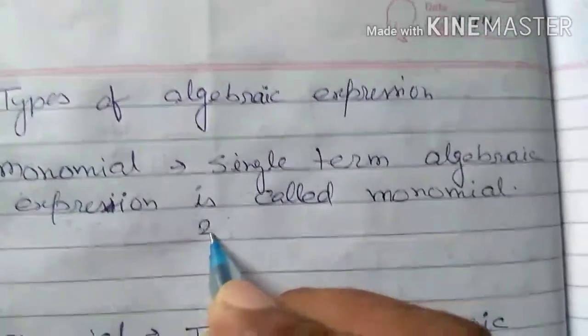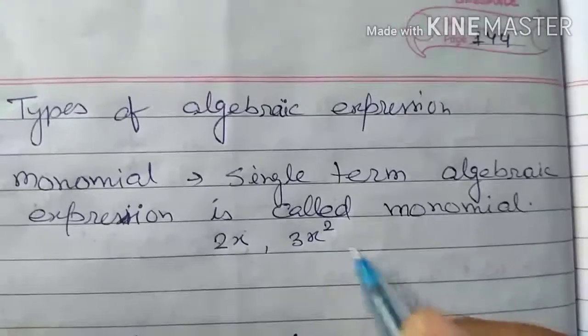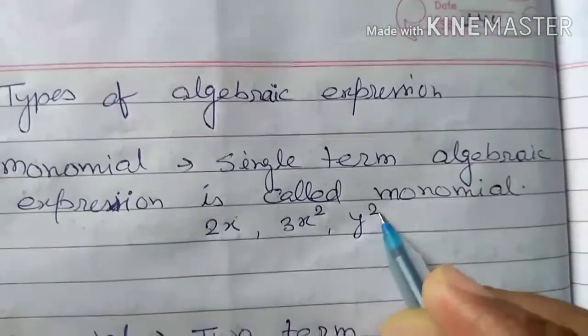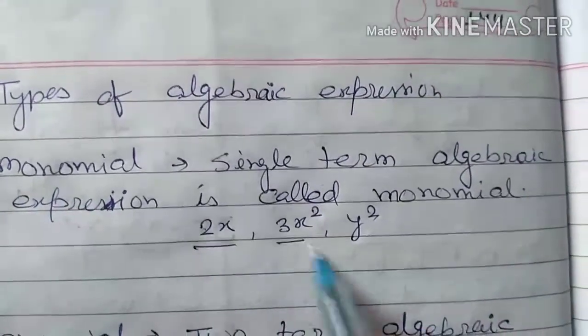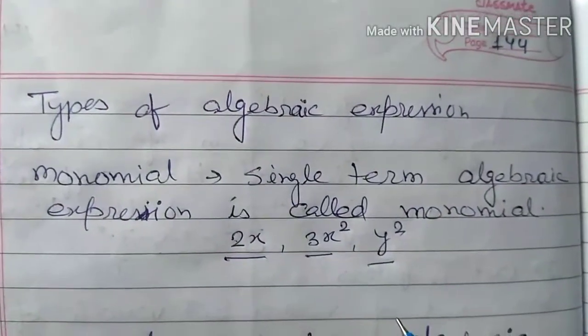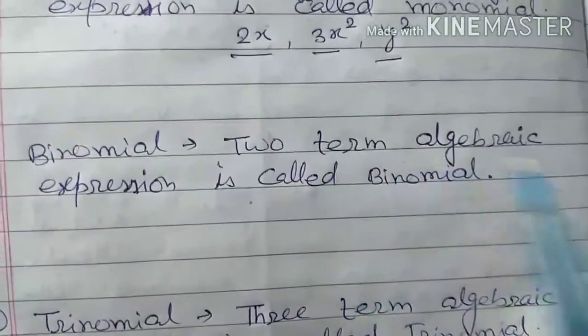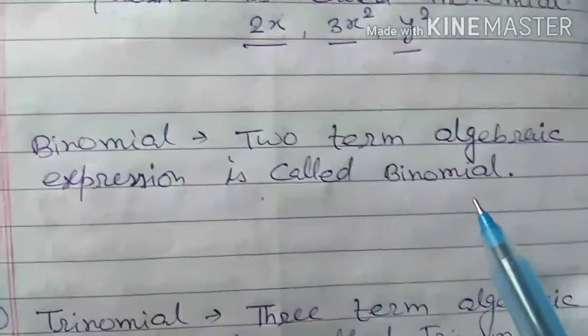Suppose they are written 2x or 3x square or y square. It has only one term, so any algebraic expression of this type is called a monomial. Okay. Binomial. A two term algebraic expression is called a binomial.